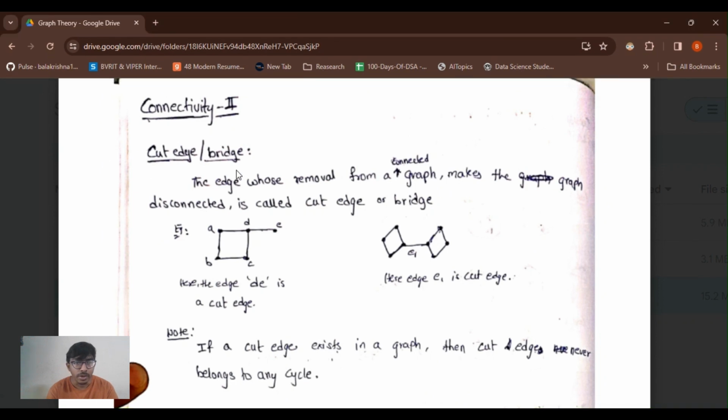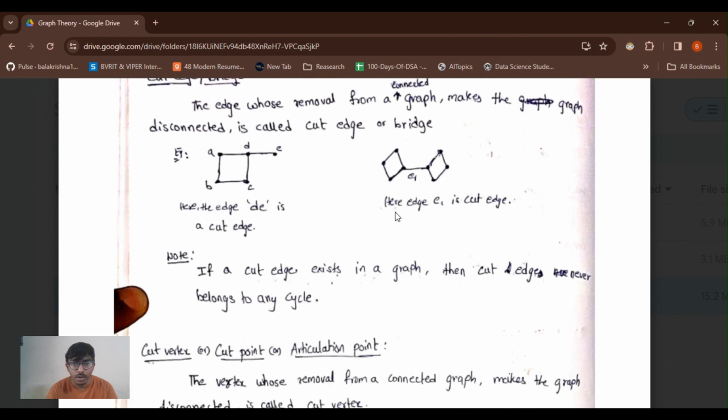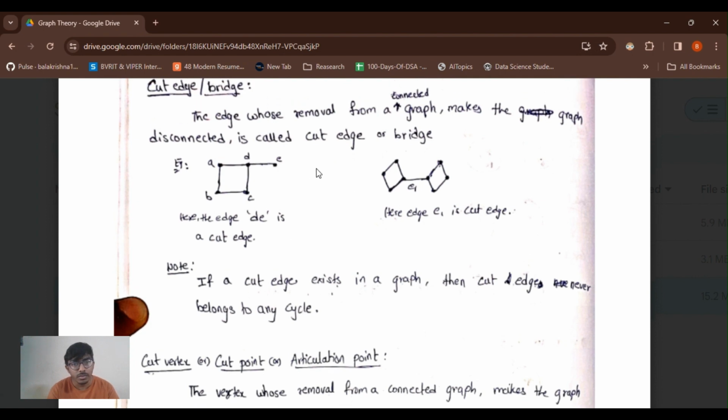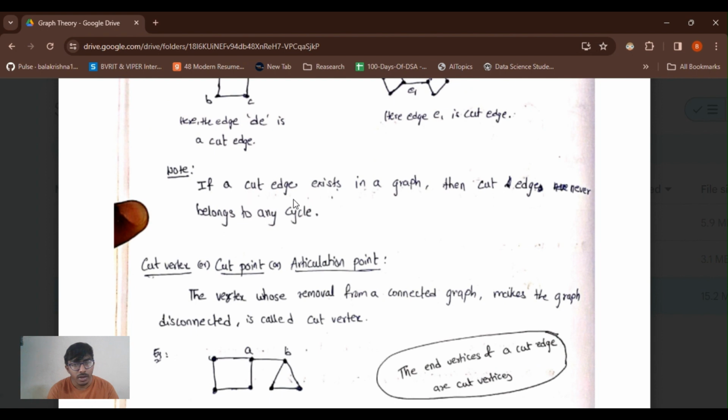Cut edge or bridge. The edge whose removal from a connected graph makes the graph disconnected is called a cut edge or bridge. So here E1 is the cut edge and here D is the cut edge. If a cut edge exists in a graph, then the cut edge never belongs to any cycle.